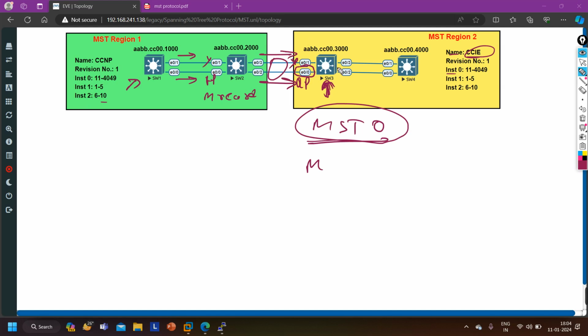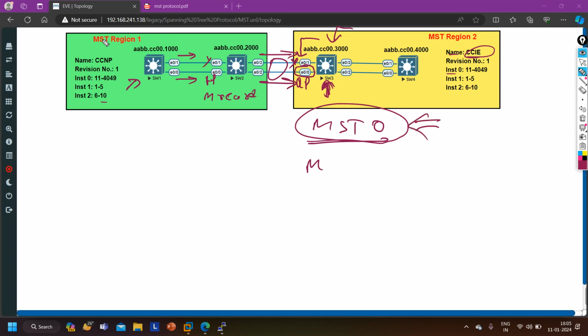Let's say here you want to achieve load balancing on switch number 2. So what will you think? You will think, okay, let me increase some priority over here, or let me decrease some priority on the 0/1 interface for instance 1. So if you decrease some priority on the 0/1 interface for instance 0, this port should become the root port. But as you know, switch 3 is not going to check information of instance 1 or instance 2. It will check information of MST 0 only, in the BPDU.